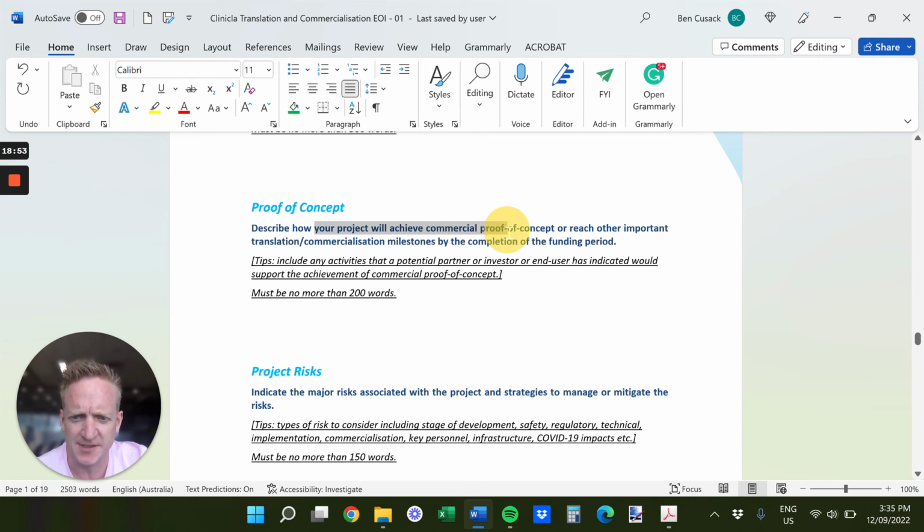Now, proof of concept. Describe how your project will achieve commercial or proof of concept. This is where you want to be close to that end of the TRL, almost at 9. So have that product ready to go. If not, find out how you can move that along, or find another product or project that you can do.